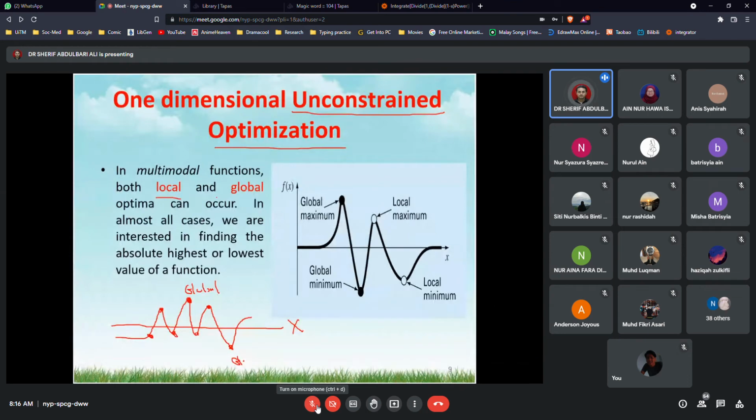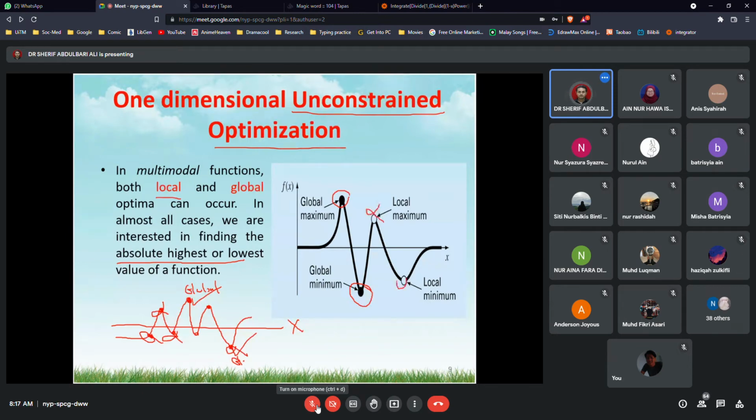What we are interested in finding, we are not interested in finding these local values. We are interested in finding the global values. So we want to find this value and we want to find this value. Both local and global optima can occur. So this is for most cases, but actually we are only interested in finding the absolute highest or lowest value of the function. So we need to find the global maximum and also the global minimum for the function. So we are not interested in finding these values.